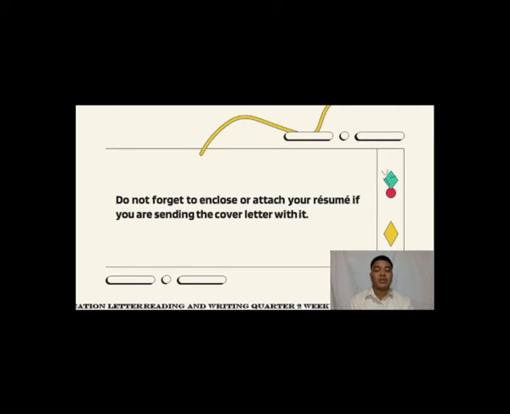Do not forget to enclose or attach your resume if you are sending the cover letter with it. Okay? As we previously mentioned earlier, the cover letter should go hand in hand or together with the resume.